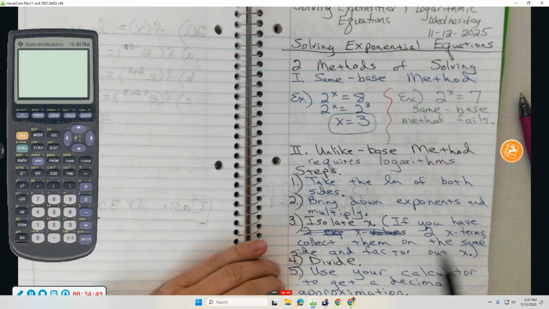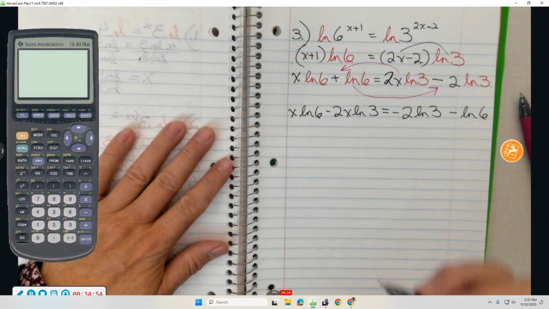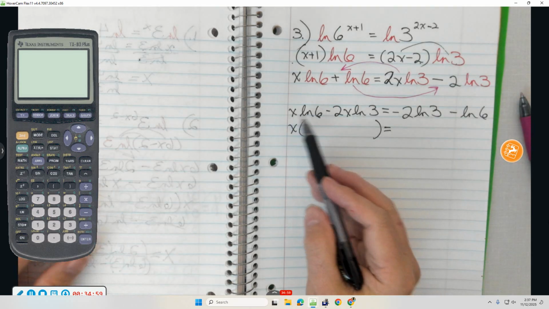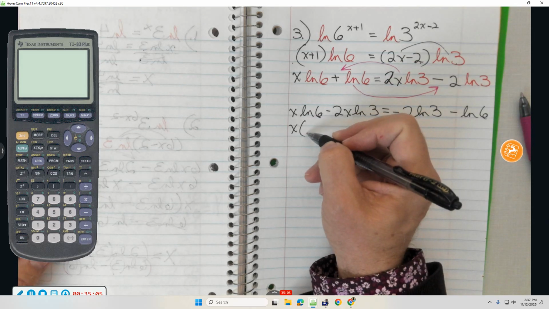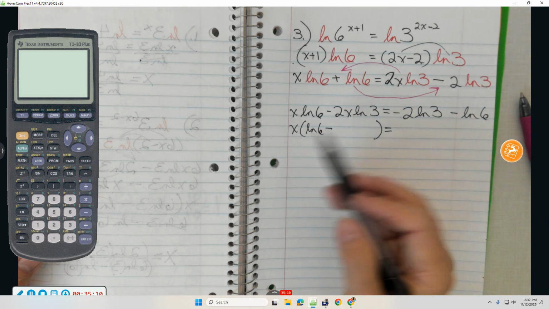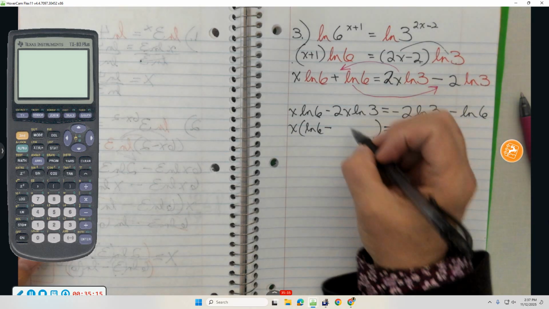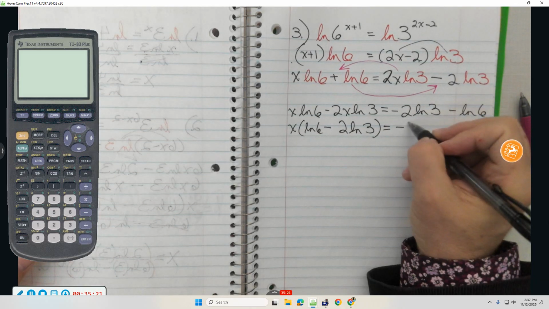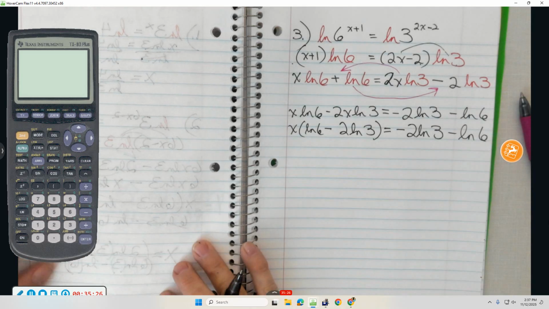So we collected the x terms on the same side, and now we factor out that common factor of x. We had an x ln 6. We factored out the x, leaving us with ln 6 minus, we had a 2x ln 3. We factored out the x. What did that leave us with? 2 ln 3, I agree. And over here I still have a negative 2 ln 3 minus ln 6.